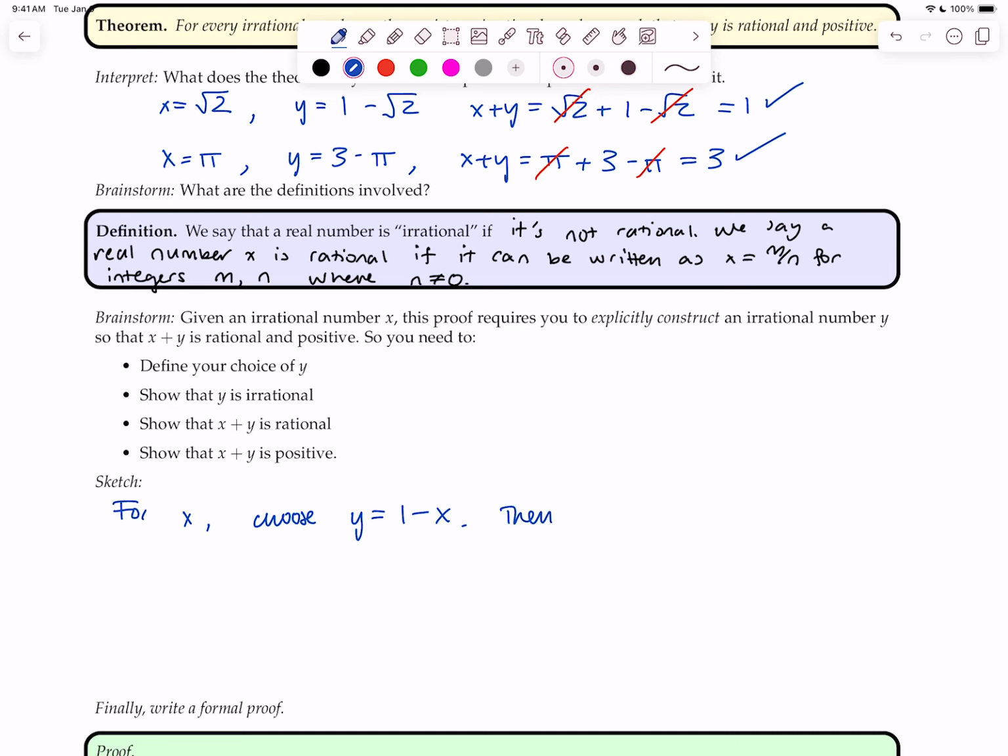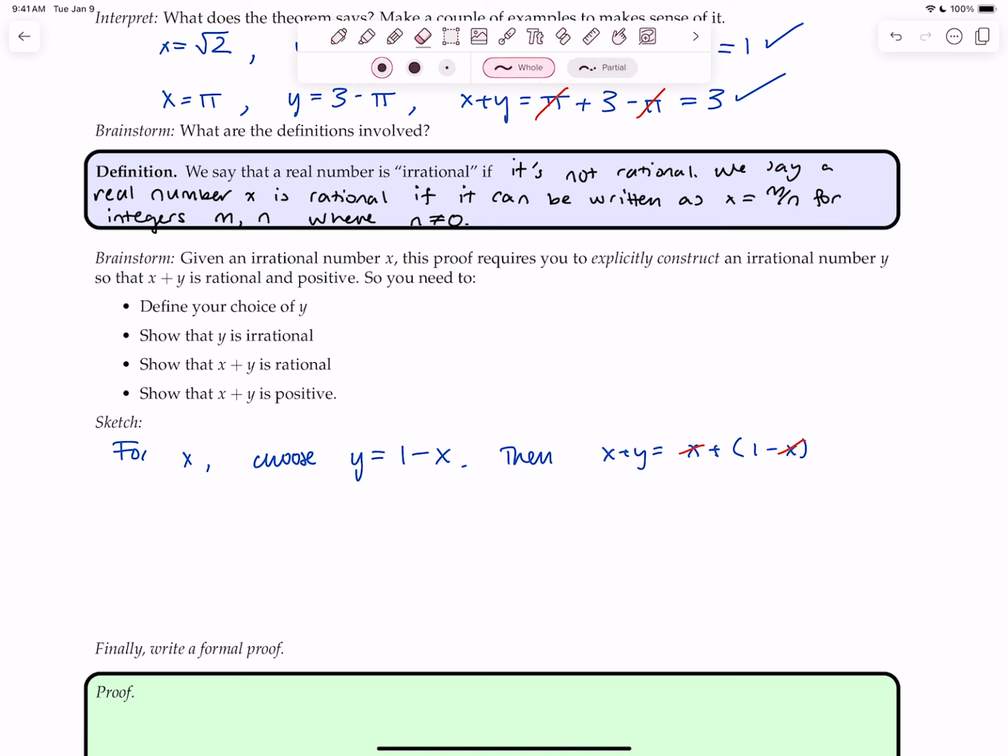And then x plus y, well, what do we get? We can substitute what we know y is equal to, so we get x plus 1 minus x. The x's cancel out, which is pretty cool, just like in our example, and we get 1. That's rational and positive. There's a little bit of an issue here because we have several things we need to show. We defined our choice of y. That's good. We said y is equal to 1 minus x. But we also need to show that it's irrational.